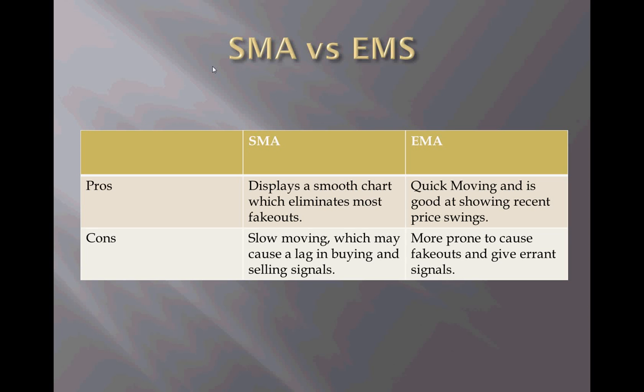Many traders plot several different moving averages to give them both sides of the story. They might use a longer period SMA to find out where the overall trend is, and then use a shorter period EMA to find when a good time to enter the trend would be.